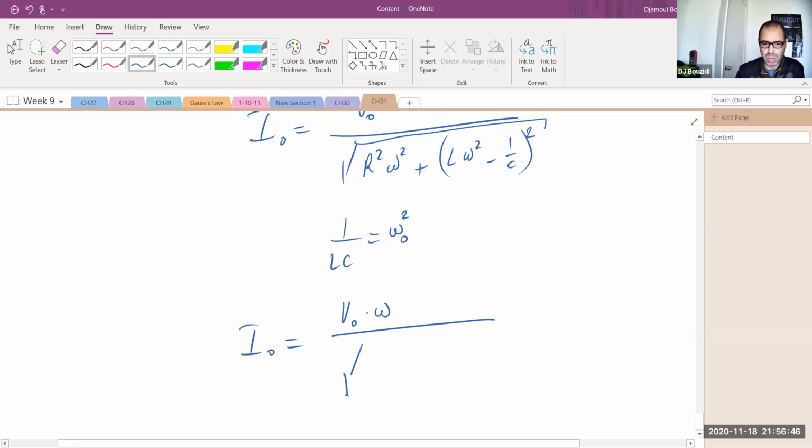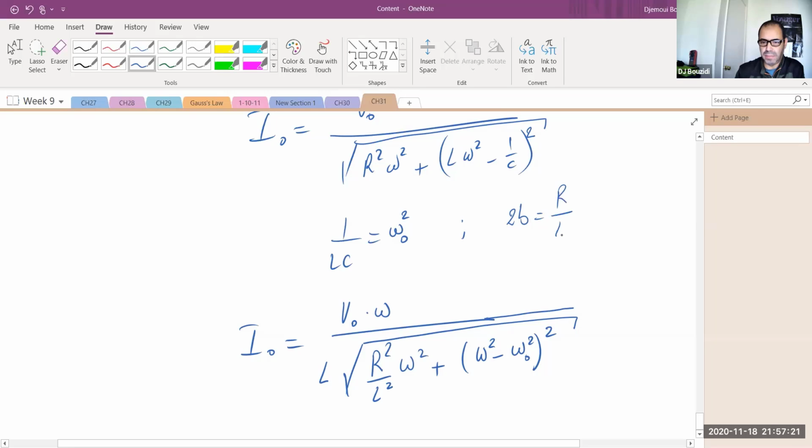So it's going to be square root of R squared over L squared. And then I have it in here too. Omega squared plus omega squared minus omega naught squared, and the whole thing is squared. If you guys think that this is too fast, please let me know. It's just basically trying to reshuffle things in here in terms of the algebra. R squared over L squared is what I defined also before, if you guys remember, as 2B. So 2B was R over L. That's what we did on Monday.